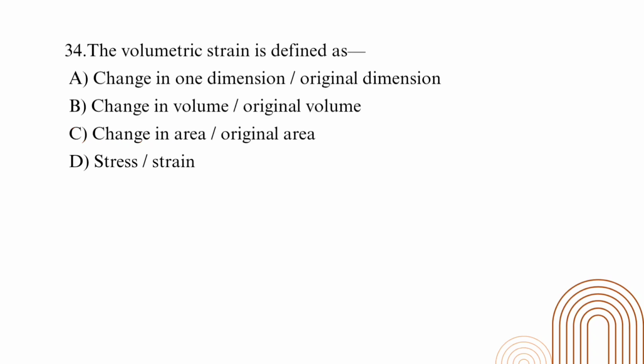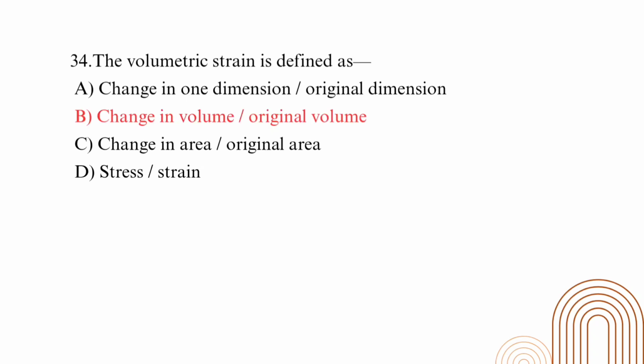Now the next question number 34: the volumetric strain is defined as, and options are option A, change in one dimension upon original dimension, option B, change in volume upon original volume, option C, change in area upon original area, and option D, stress upon strain. And the correct answer is change in volume upon original volume. The volumetric strain is defined as change in volume upon original volume.